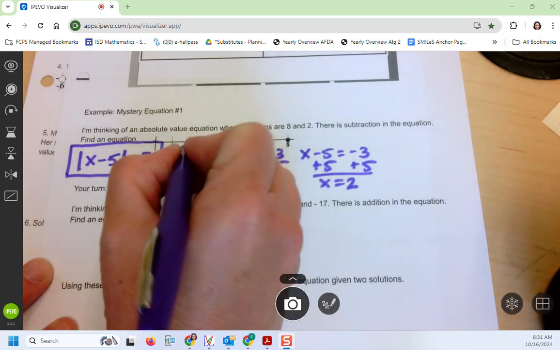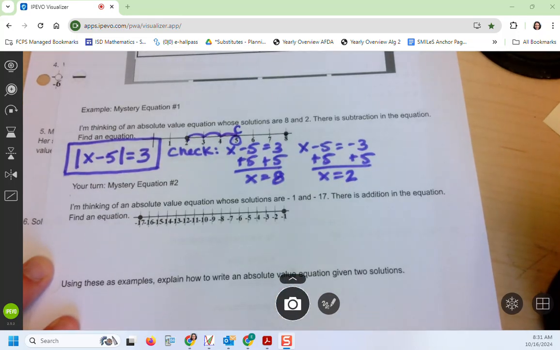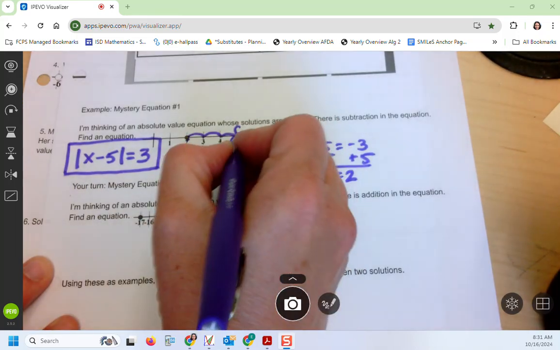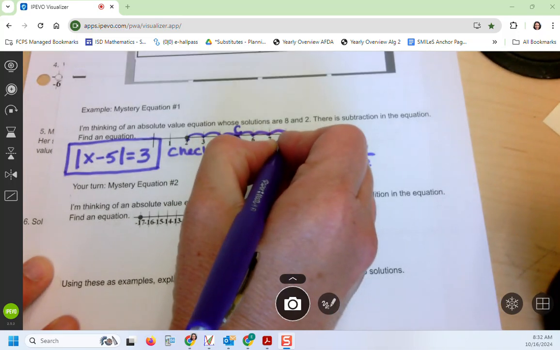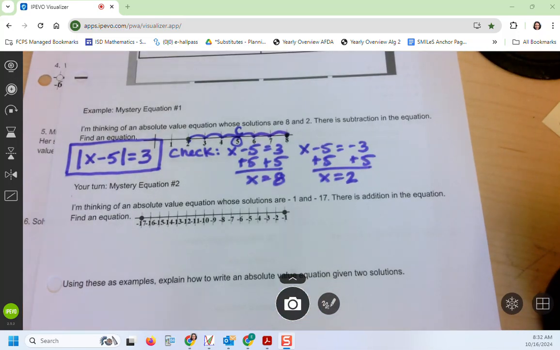Let's count. 1, 2, 3. So between 2 and 5 is good. What about between 5 and 8? 1, 2, 3. Yeah, it works both sides, right? So 5 is in the middle. It's 3 away from 2. It's 3 away from 8.